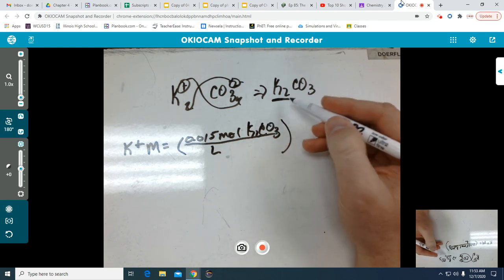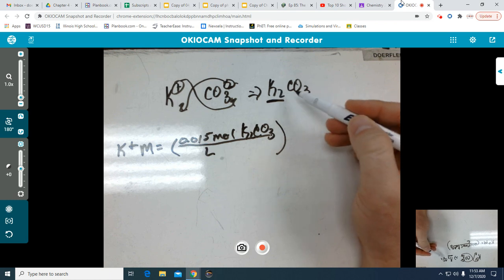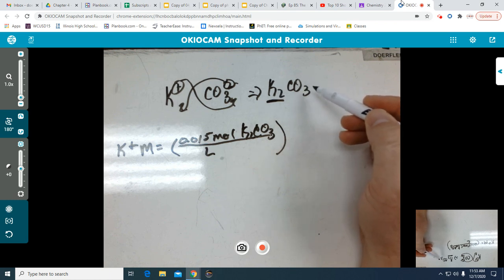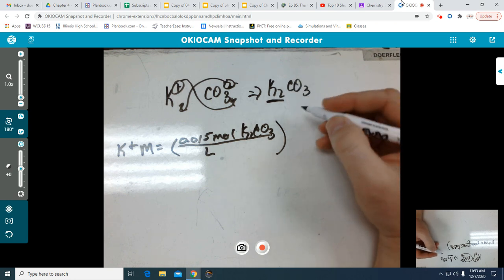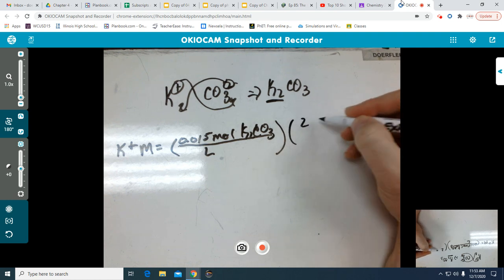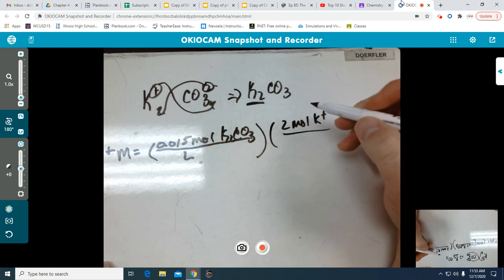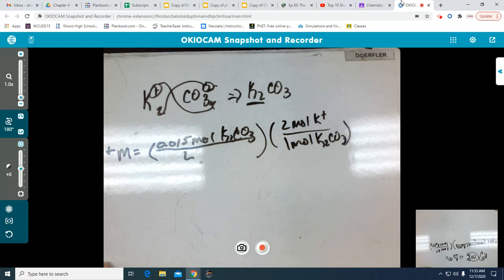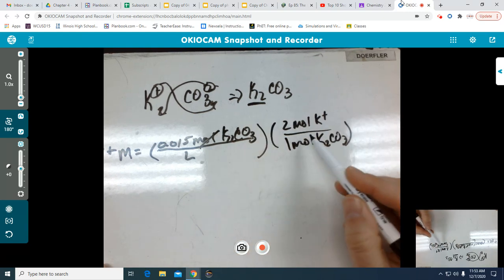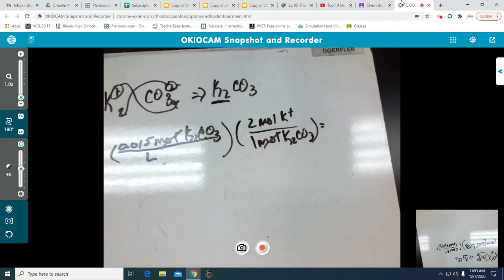And again, looking at the ratio here, there are 2 potassium ions for every 1 carbonate ion. So it's a 2 to 1. So in every molecule, there are going to be 2 potassium ions that dissociate. So we have 2 moles of K+ over 1 mole of K2CO3. This allows moles of K2CO3 to be eliminated. And then we're going to be left with moles per liter, which does translate into molarity.